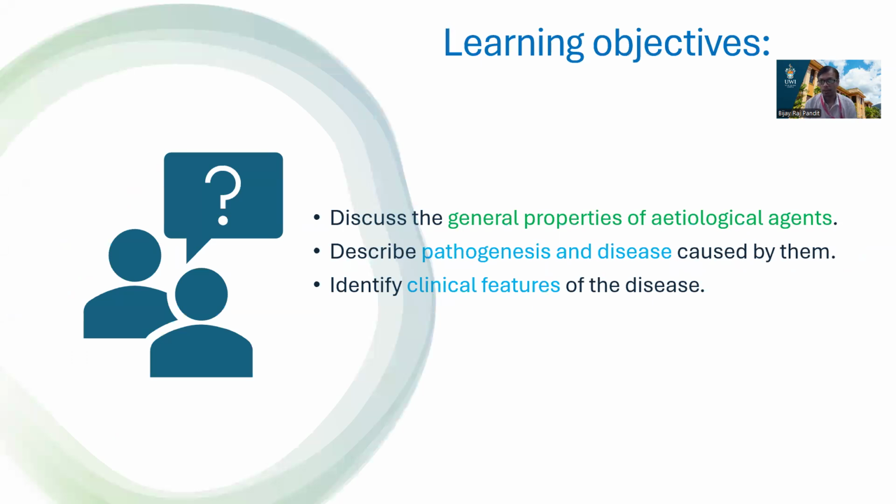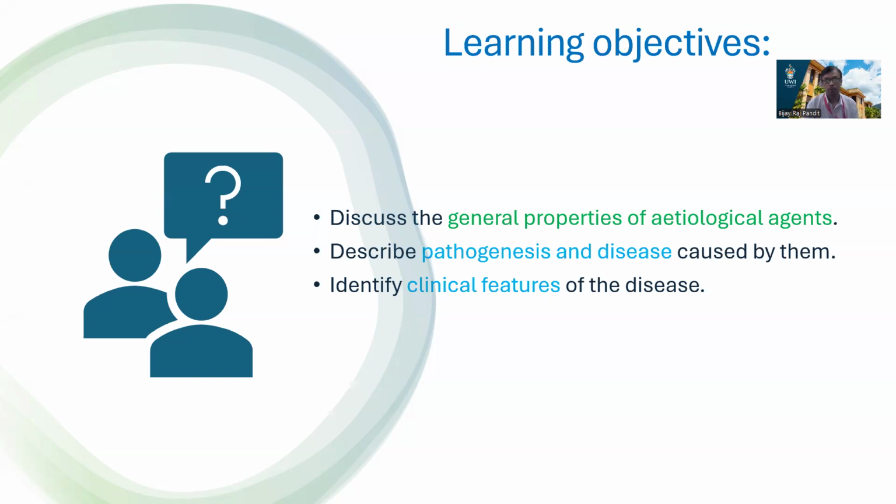So, learning objectives. At the end of the chapter, we can discuss the general properties of the etiological agents, describe the pathogenesis and the disease caused by them, and identify the clinical features of the disease. So these topics will be covered in this tuberculosis chapter.